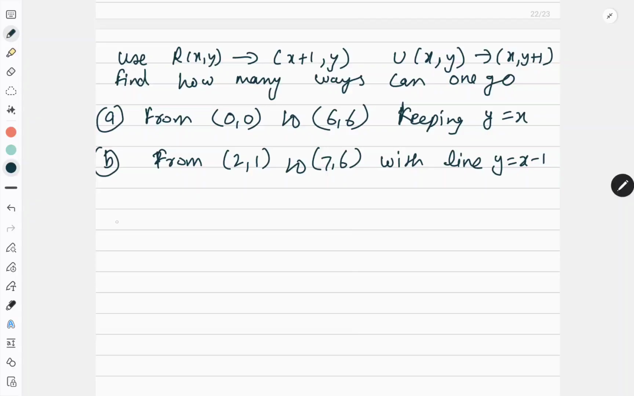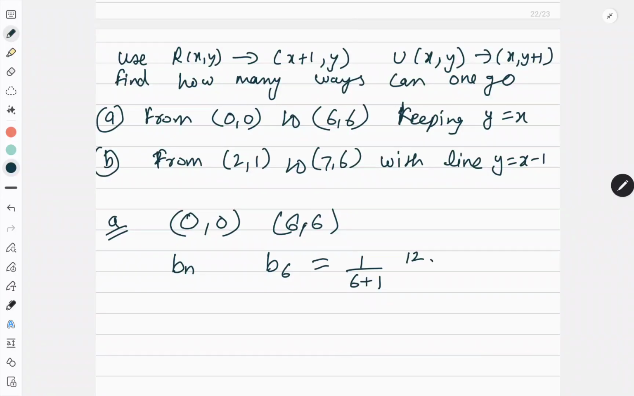Now let us see the solution for the A part. It is the first case, from 0, 0 to 6, 6. So I said from 0, 0 to n comma n, how many ways can I go? By Bn ways. So my answer will be B6, right? And what is the value of B6? 1 upon 6 plus 1, 12C6. That is the formula we have already practiced. So the answer will be 132. Correct. So A part I got easily.